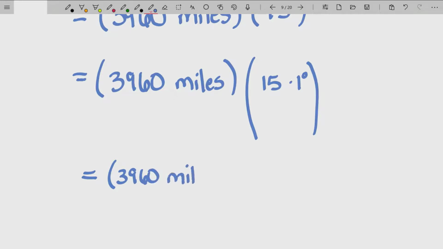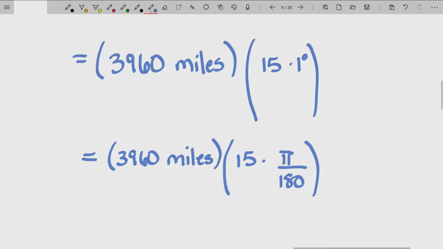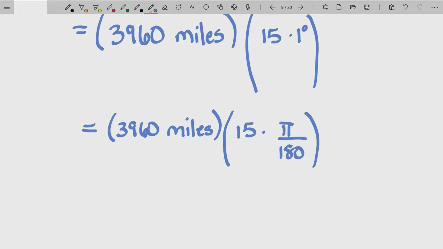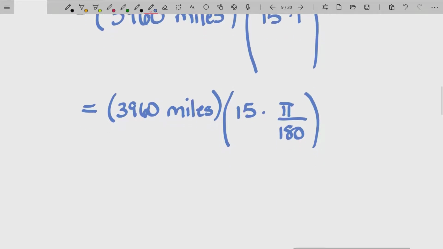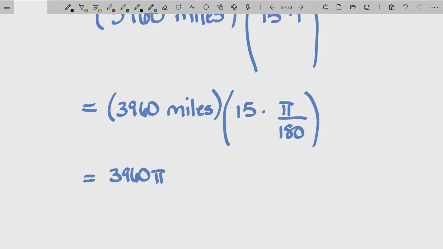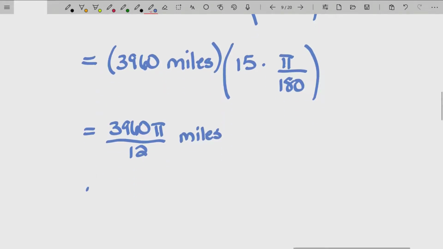3,960 miles. And then 1 degree is the same thing as pi over 180 radians. And so now we can go ahead and reduce this down. Let's see, 6, 18 maybe, or 12. So let's see, this is 3,960 pi over 12 miles. And of course, you can approximate, just grab a calculator really quickly here. So those two cities are approximately 1,037 miles apart.